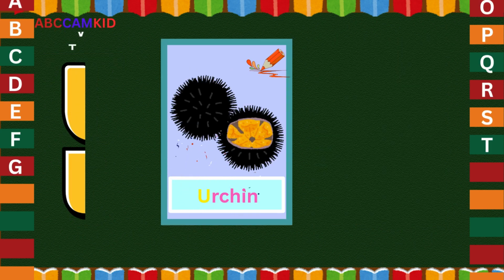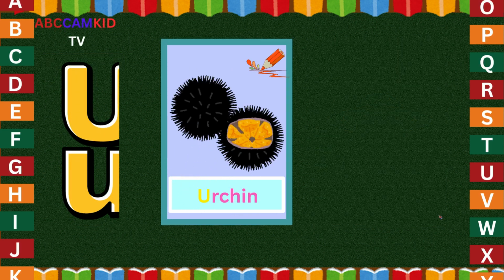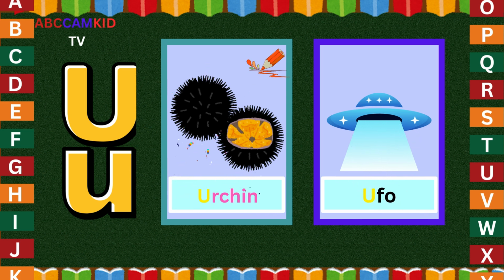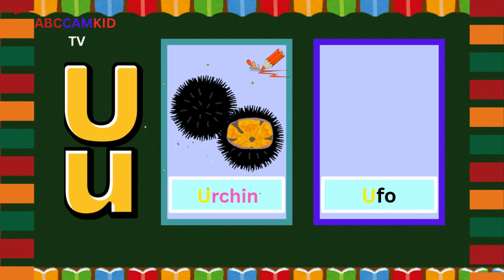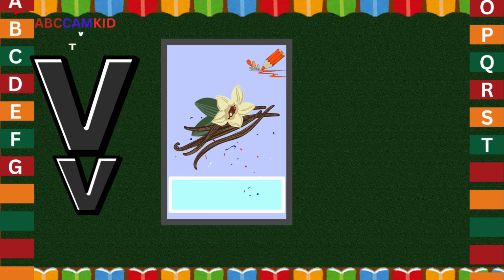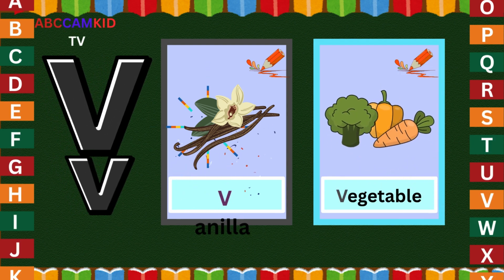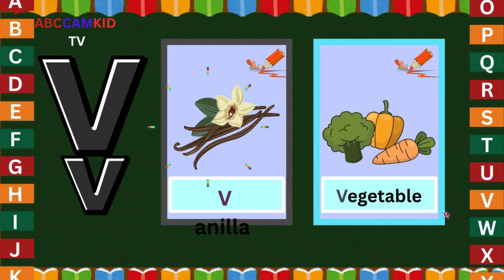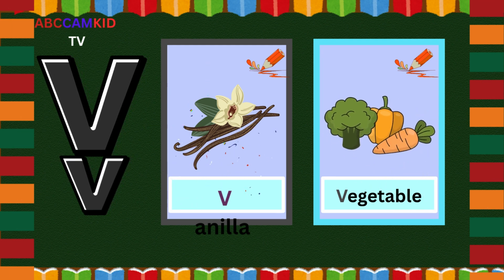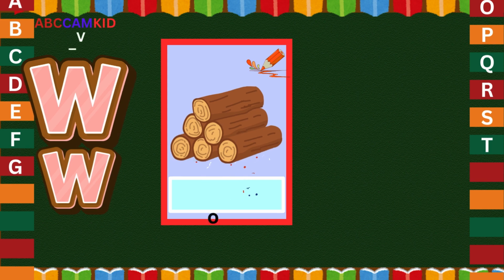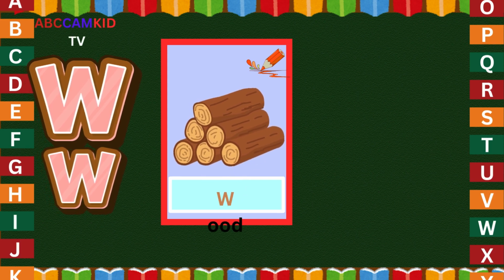U for urchin. U for UFO. A for apricot. A for airplane. B for balloons. B for ball. C for cherry. C for cat. D for dates. D for dinosaur. V for vanilla. E for eggplant. E for elephant. F for fig. F for flowers. G for gas. G for guava. H for hackberry. H for hat. W for wood. I for imbe fruit. I for ice cream.